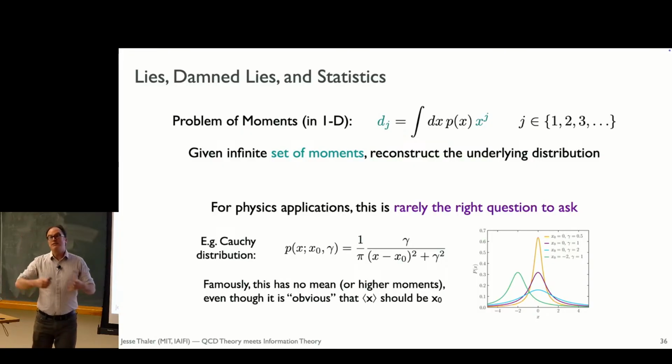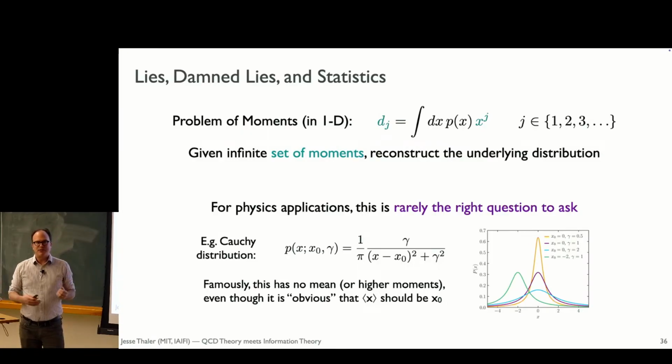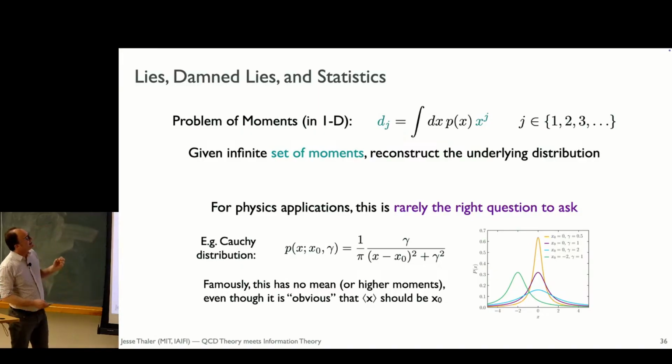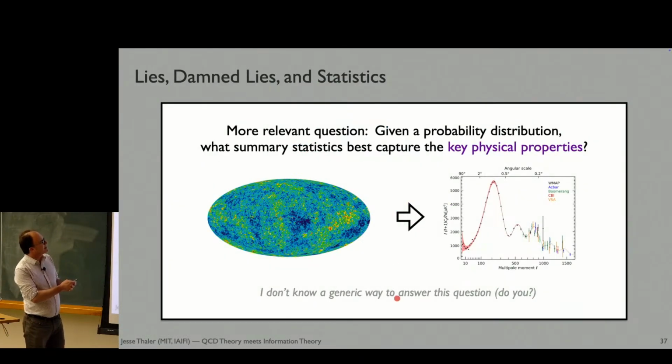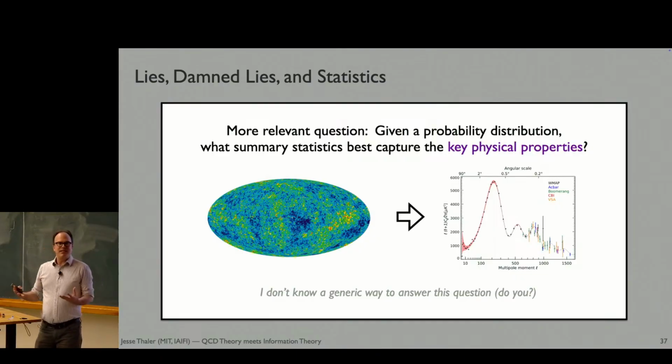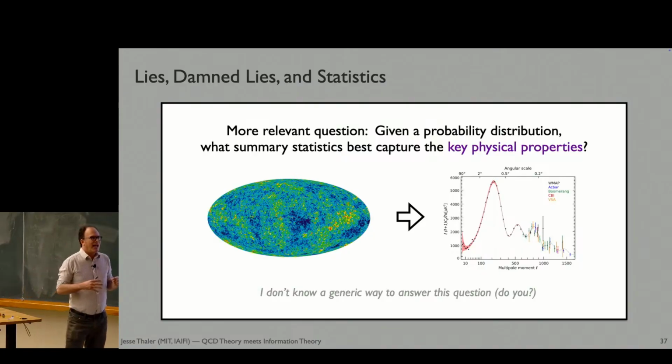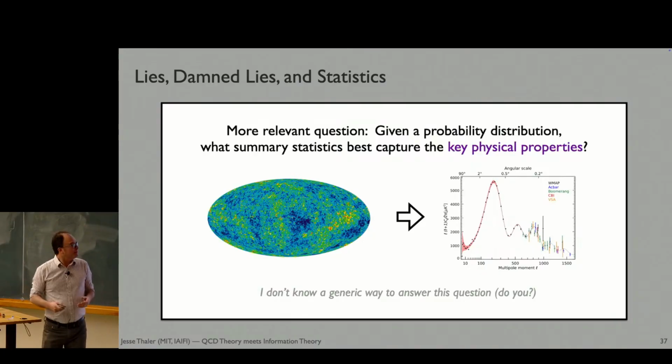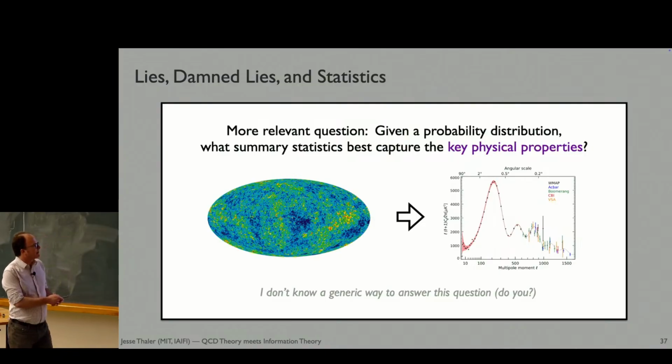And if you think about other types of summaries that you might make of your distribution, they could actually be better at capturing the underlying dynamics. So instead of saying I want to compute moments, really what I want to know is, given a probability distribution, what summary statistics best capture the key physical properties? So here we have the cosmic microwave background, and you can ask, what properties of the CMB do we think actually capture its properties? We know, because the universe is homogeneous and isotropic, or we expect it to be, that a power spectrum is the right way of capturing this distribution.